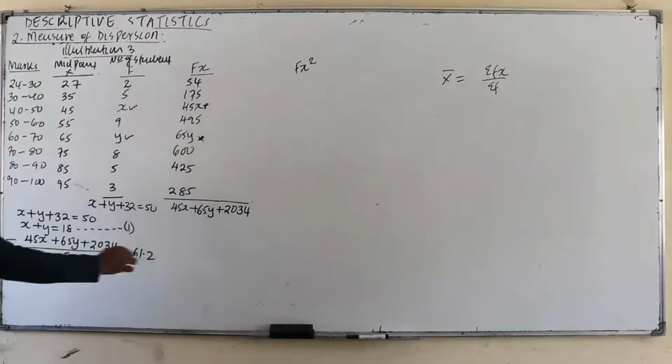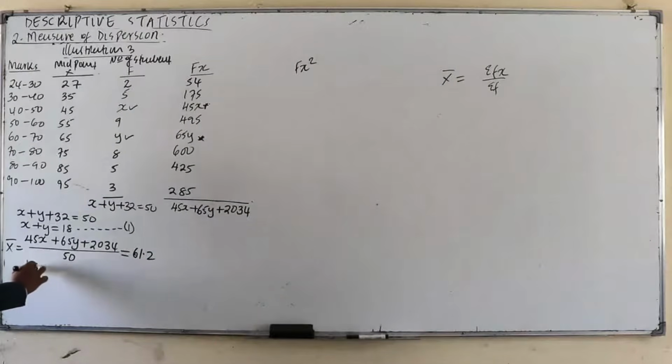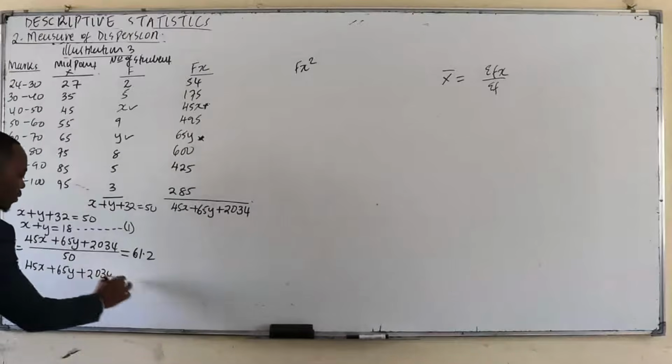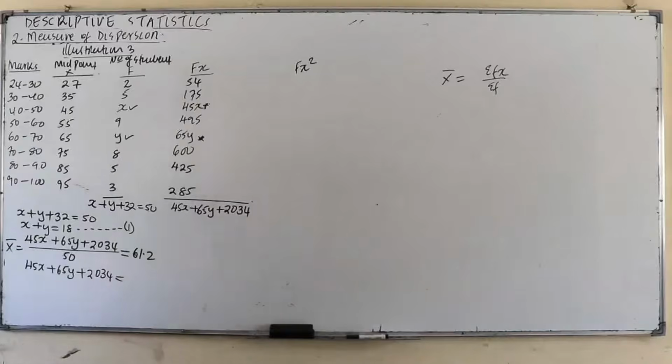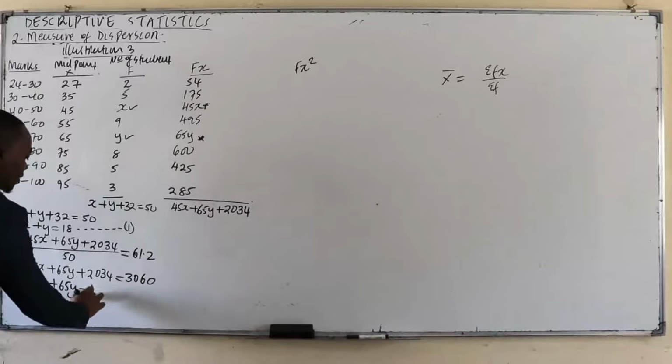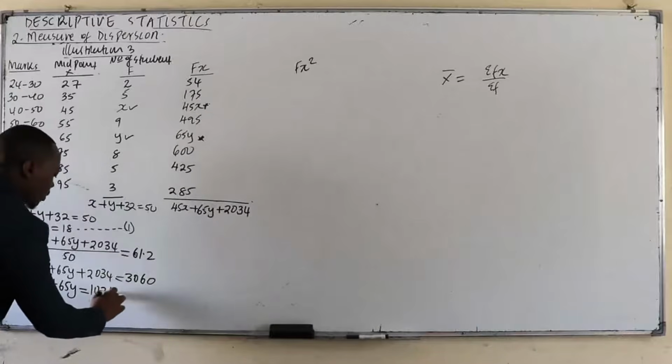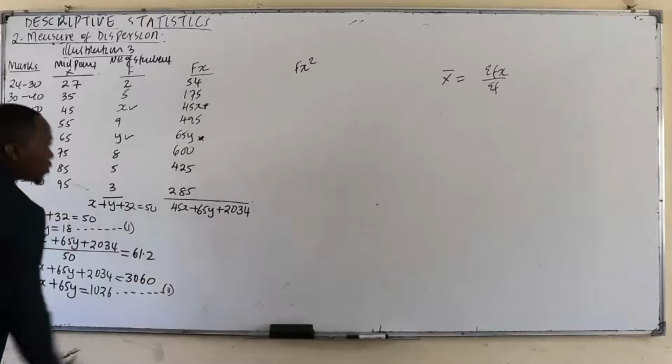So you cross multiply. If you cross multiply, it will be 45x plus 65y plus 2034 is equal to 50 times 61.2. You get 3060. Let's bring the like terms together. 45x plus 65y is equal to, you take this to the other side, 3060 minus 2034, that's 1026. So you call it equation number 2.